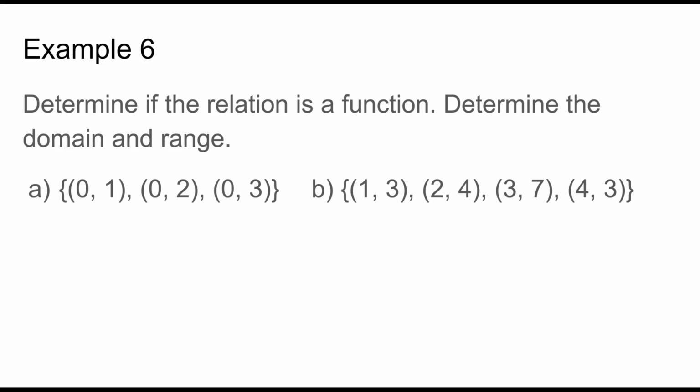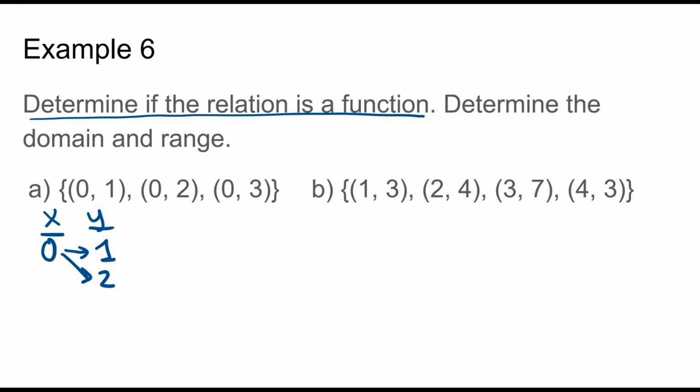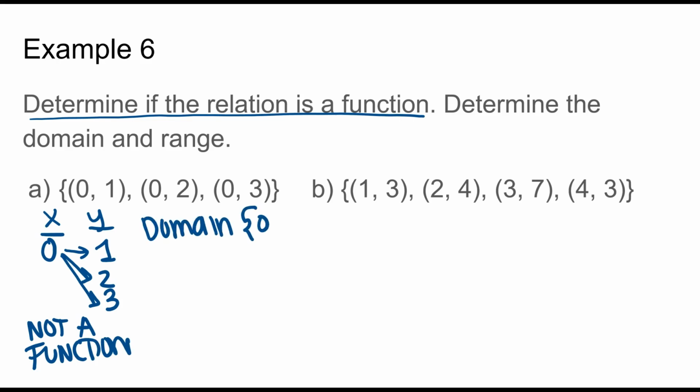We can do the same things with ordered pairs. If we want to determine if a relation is a function, we do the frogs and lily pads, and then we determine the domain and range because that's what the question asks. So let's take a look here. So we've got frog 0 to 1, frog 0 to 2, frog 0 to 3. This is not a function, but it still wants the domain and range. The domain is number 0, and the range is 1, 2, 3.